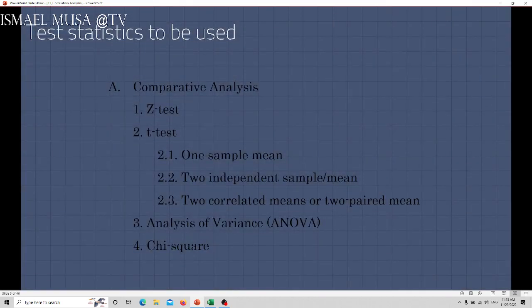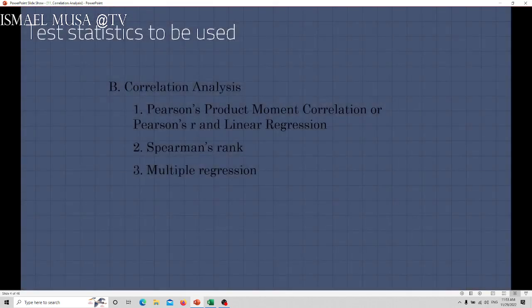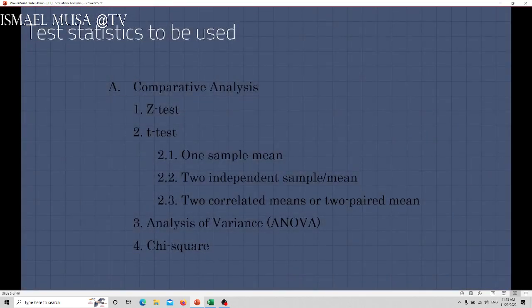The following are some of the statistics to be used when you do hypothesis testing. There are usually two groups of statistical tools that you may use, the comparative analysis and the correlational analysis. Comparative analysis is when you attempt to compare two or more groups in terms of the value of their mean. So we have z-test, t-test, analysis of variance, and chi-square. These are the most common statistical tools you may use when you want to do a comparative analysis.